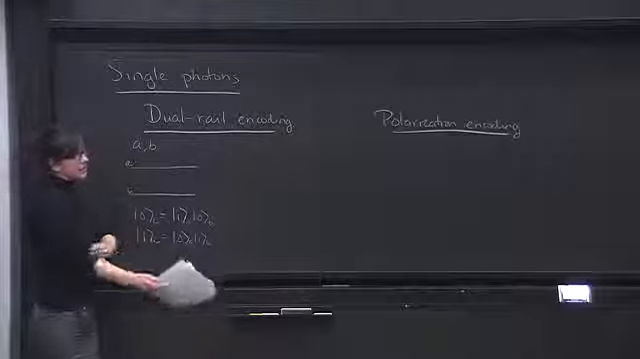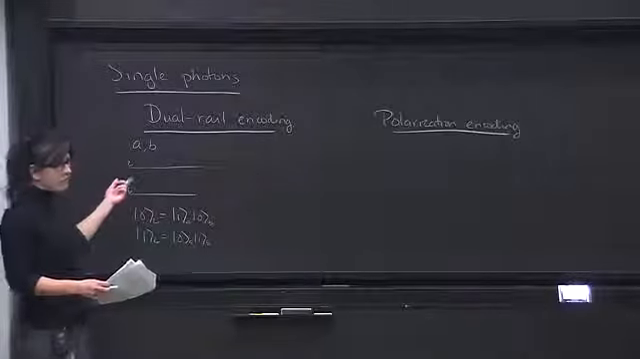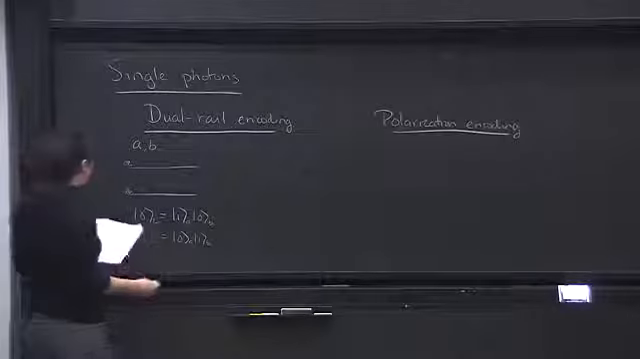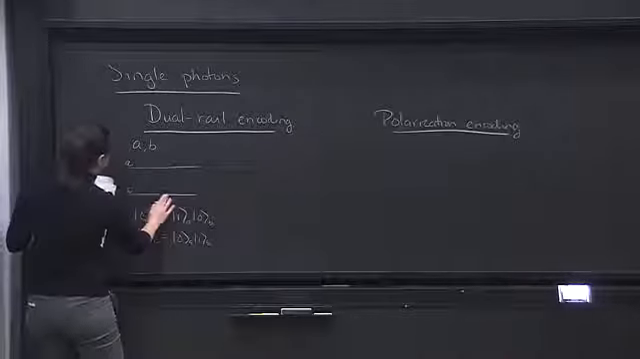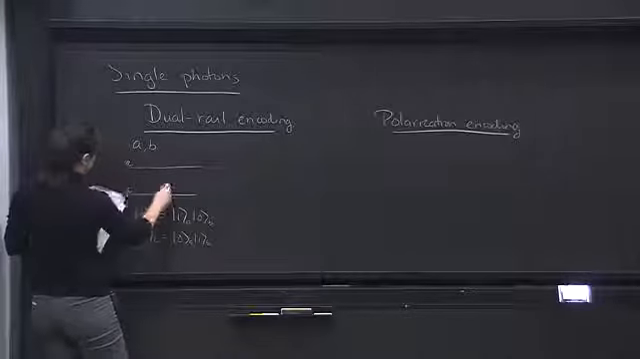Okay, and so now we want to do single qubit operations on these things. And they're pretty simple. We just use linear optical elements. So we can use something that's called a phase shifter. So let's say we put this element here.